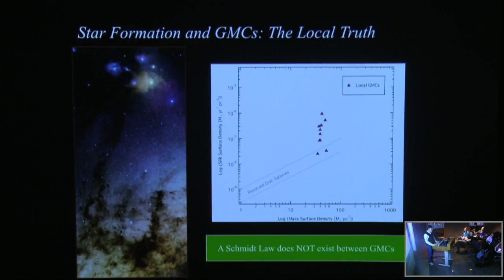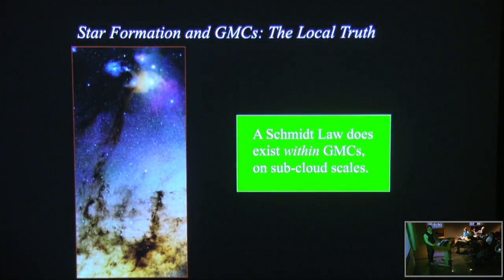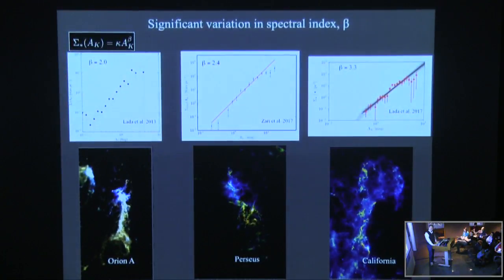This turns out to be a key to understanding the Kennicutt-Schmidt law, and again, I don't have time to go into that in 10 minutes. So I want to also, though, say that a Schmidt-like law does exist within a molecular cloud on subcloud scales. And I'll show you that here.